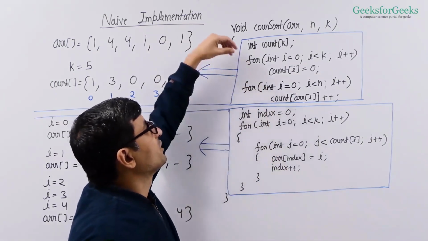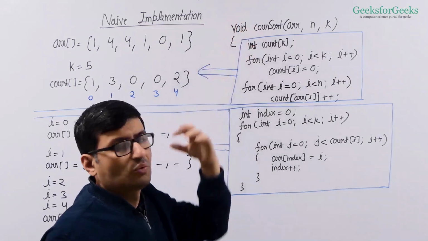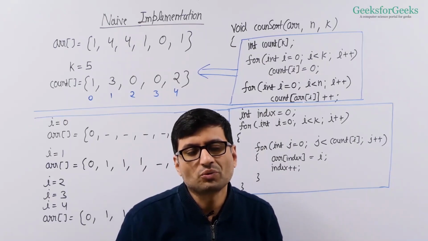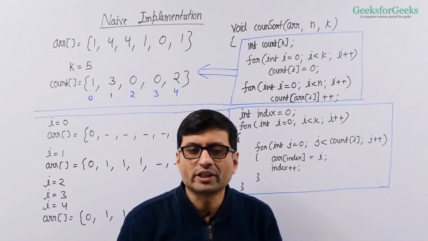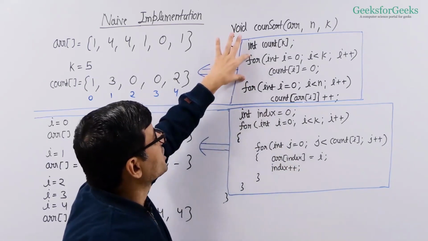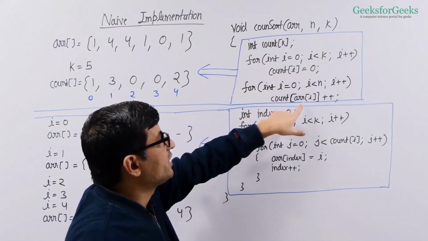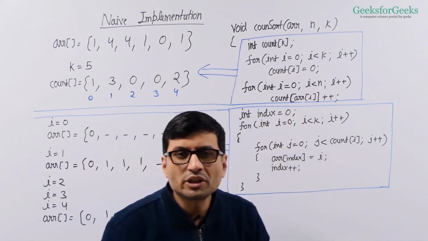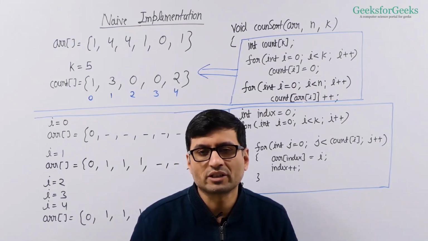The first thing that we do in this naive implementation is we create a count array of size k. We know that array elements are in range from 0 to k minus 1. So we can have an array of size k to count occurrences of all array elements. We initialize this count array as 0. Now we traverse through the input array and increment the count of every element that we see. So we are using array elements as indexes in this count array and incrementing their counts.